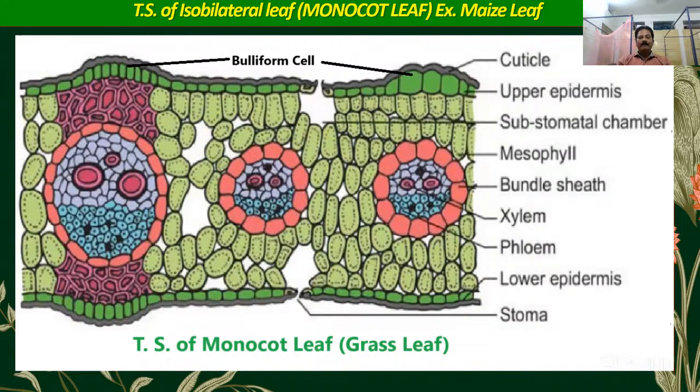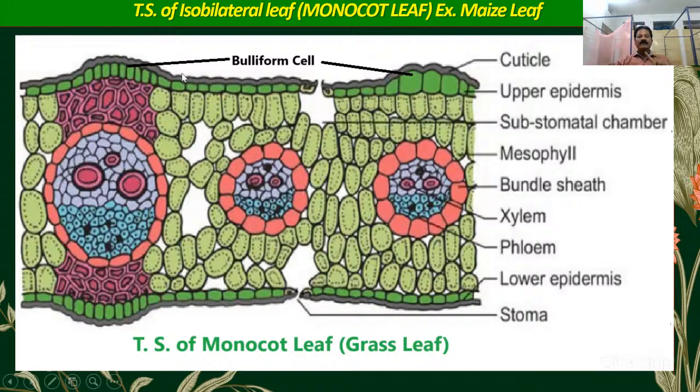Iso means same, similar. Bi means both, both the sides, lateral, bilateral, both the sides, upper side and lower side. The epidermal layers are same. The mesophyll is same. Number of stomata also same here. See. And the cuticle is thick here. You can see the thickness of cuticle layer.